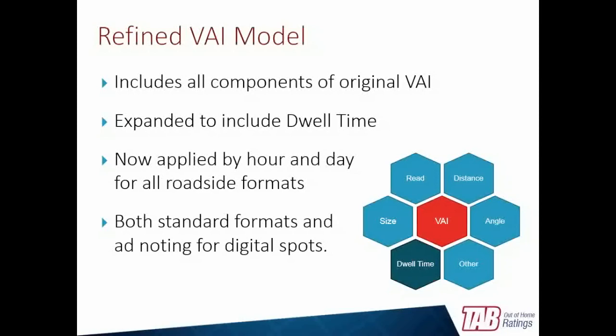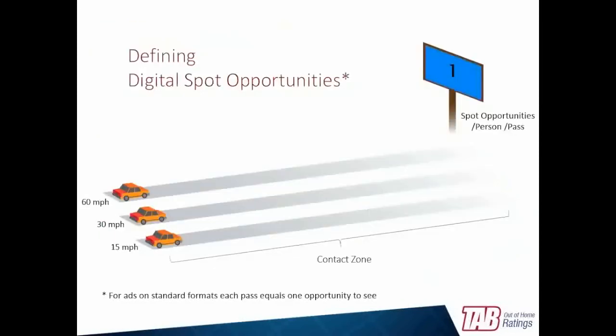We've now added a variable to it called dwell time. Dwell time is the amount of time spent in view of a location. We've never had this before. It's calculated, and it is done by breaking down traffic and speed by each hour of the week for each location, then rolling it up to be reported as new weekly impressions that are different for each structure. This is applied to standard as well as digital spots.